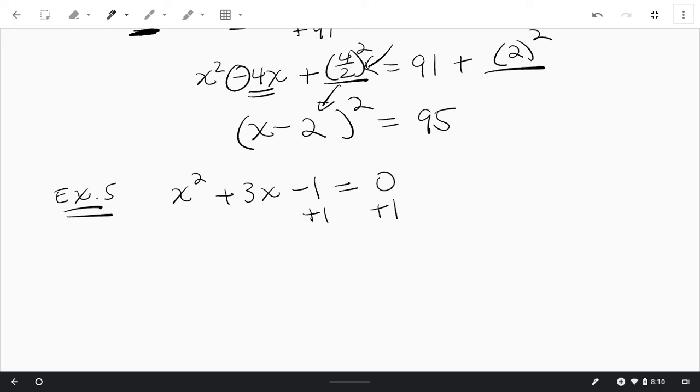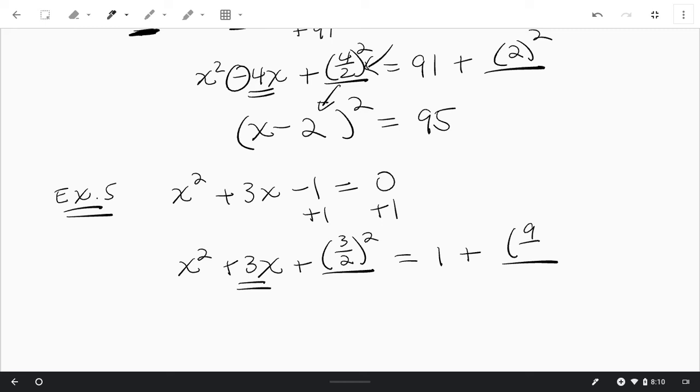We still add 1 to both sides. Okay, and then I take half of 3 and square it. So I'm going to write it like this. And I like to keep it as a fraction. So 3 over 2 squared is going to be 9 over 4.